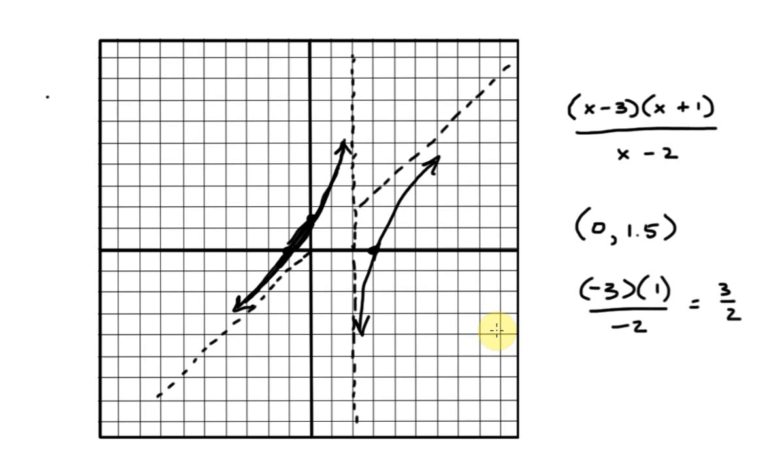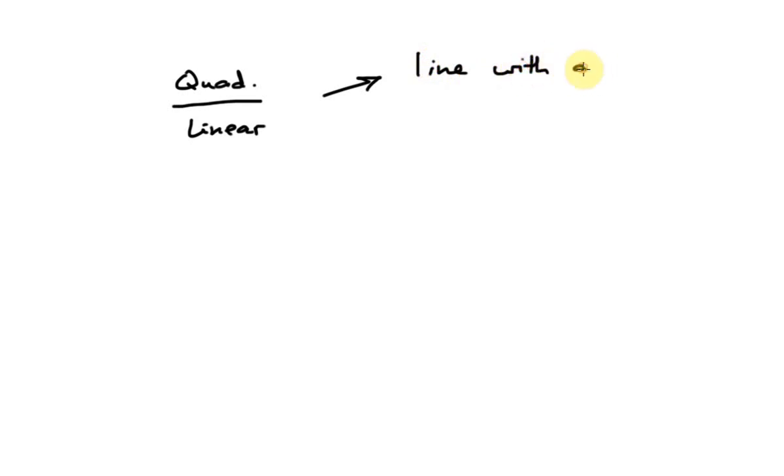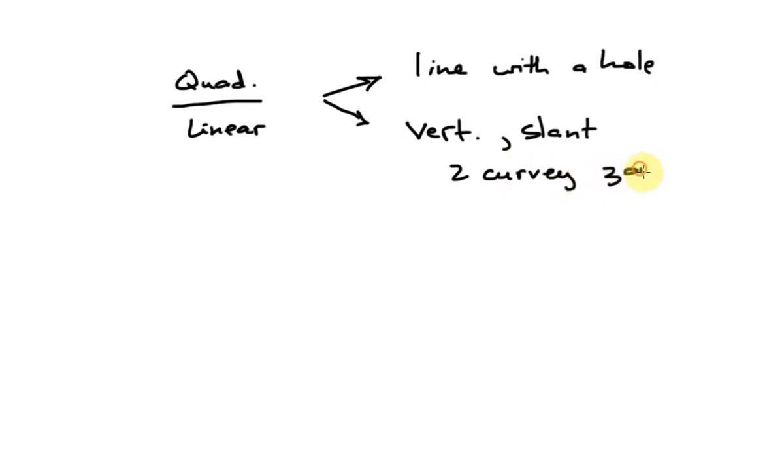Essentially, what can happen is when you have a quadratic, so you have some kind of an x squared or second degree parabola divided by a linear, there are two things that can happen. Either the result is that you have a line with a hole, or you have a vertical and a slant asymptote, and you have two curvy graphs, two curvy zones. Okay, so that's in summary what we see happening here.